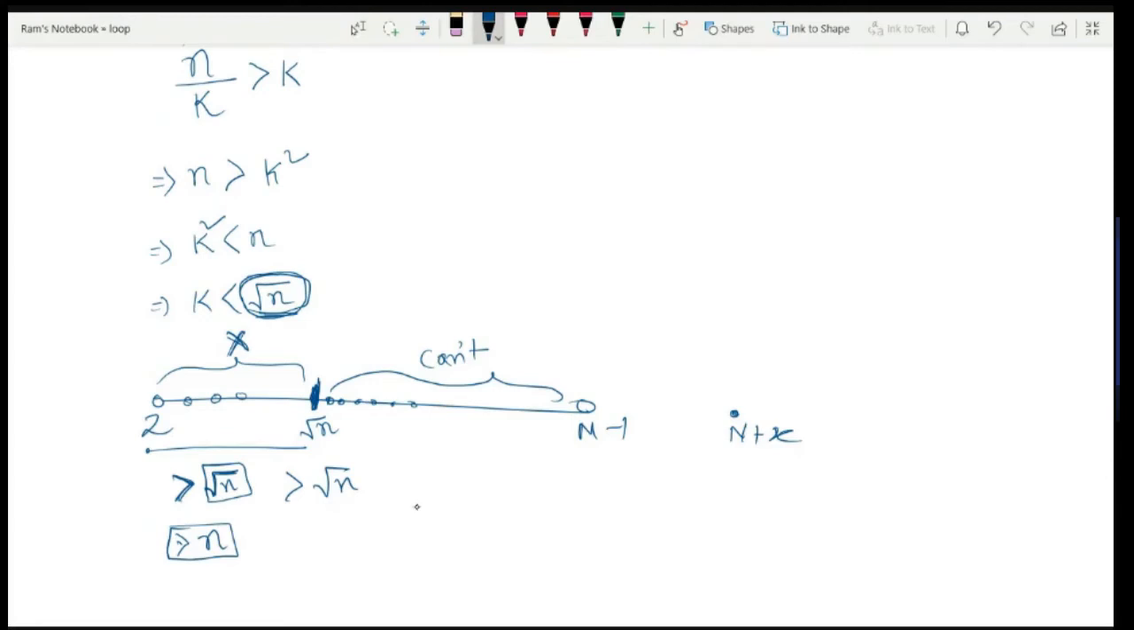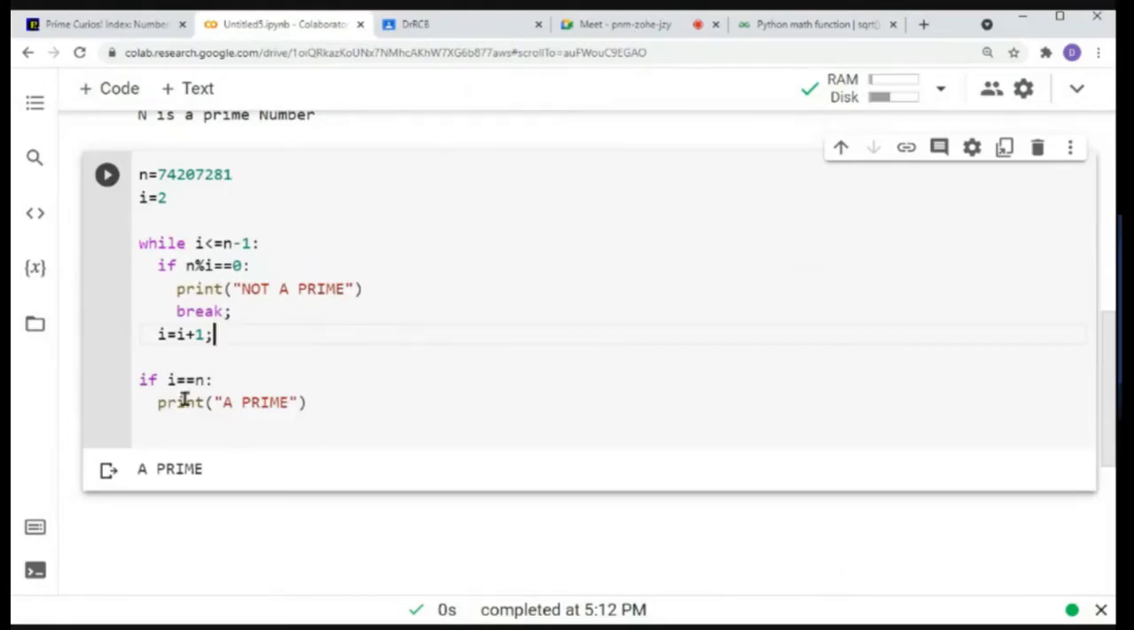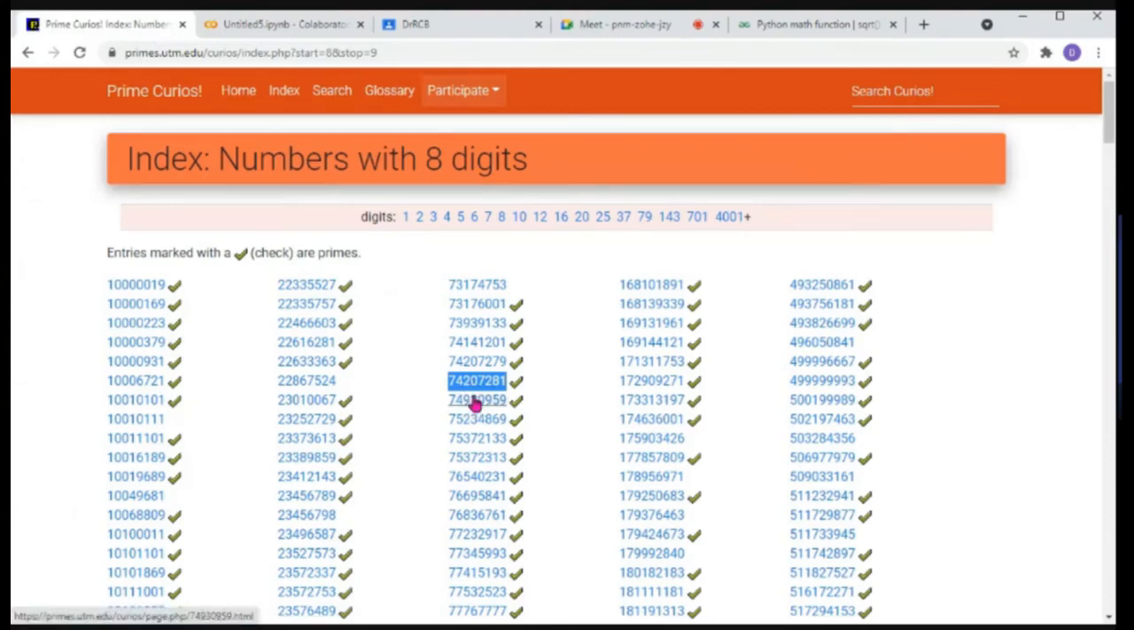Let's write it in terms of code and check what benefit it gives us. So this was our previous program, and there we checked whether a number is a prime or not. Let's try with a 7-digit number. So this is a 7-digit number. It is an 8-digit number. Let's pick one 7-digit number.